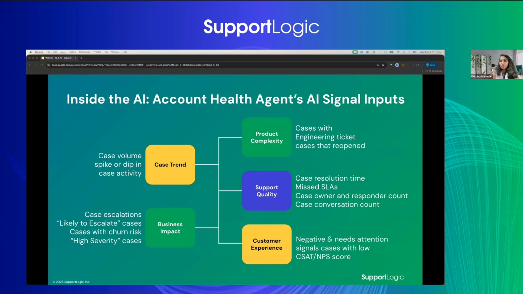Does the case get reopened after a support engineer has closed it? So that kind of leads into the complexity area. And then the third area that the AI agent looks into is the support quality.